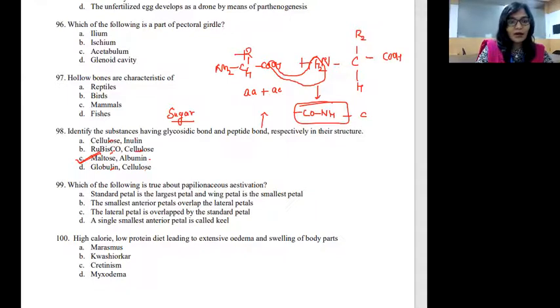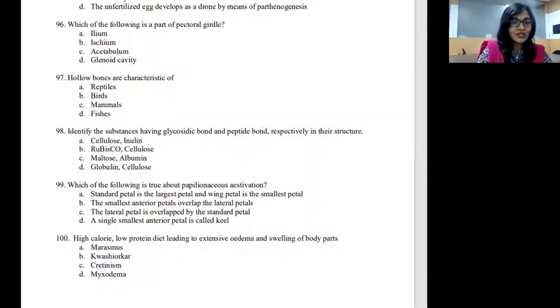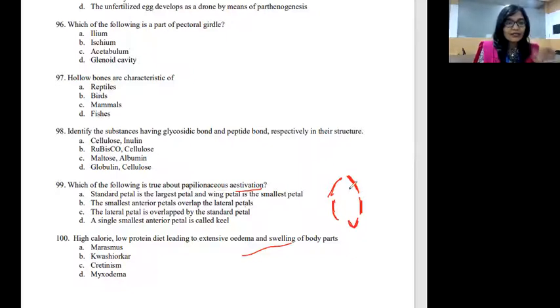Which of the statements about papilionaceous aestivation is given? What exactly is it? Here they have talked about the arrangement of petals and sepals. In papilionaceous, you will see 5: one is the standard, then the lateral ones, and finally you're going to see the keel. Standard petal is the largest petal, and the wing petal is the smallest, they have given. The anterior petals overlap the lateral. The lateral petals are overlapped by the standard one. So the option is going to be option C.